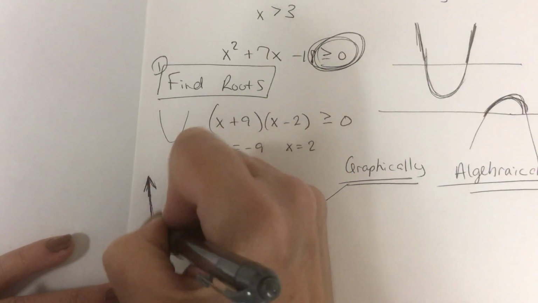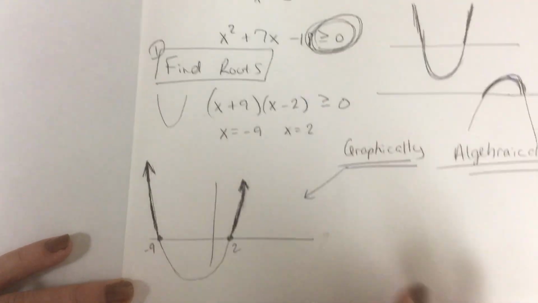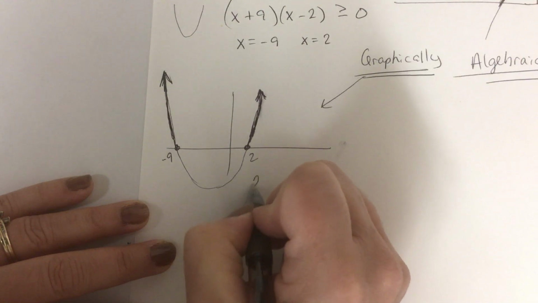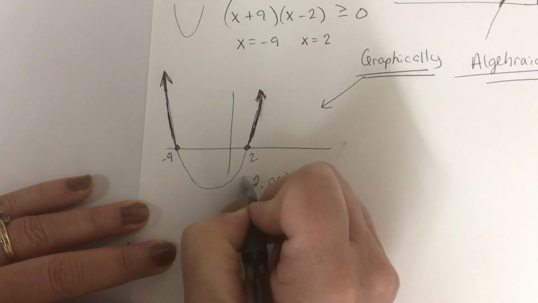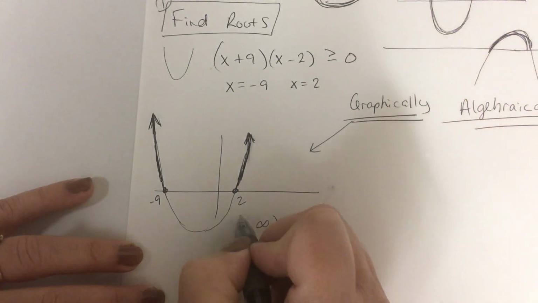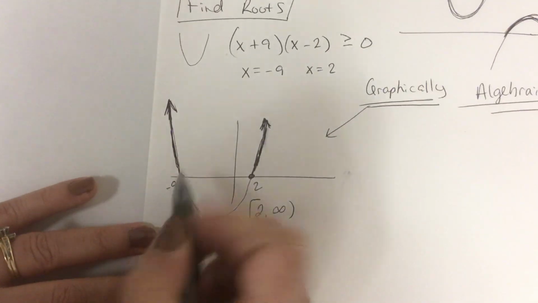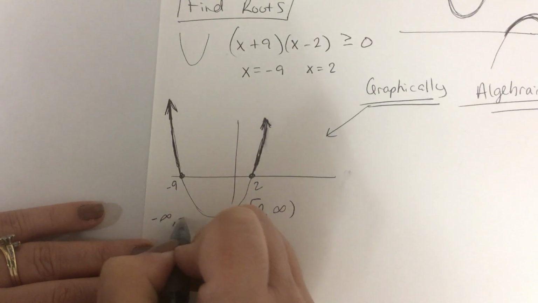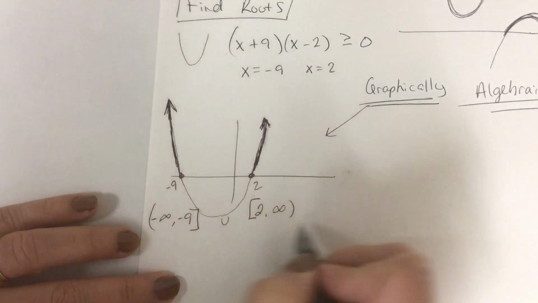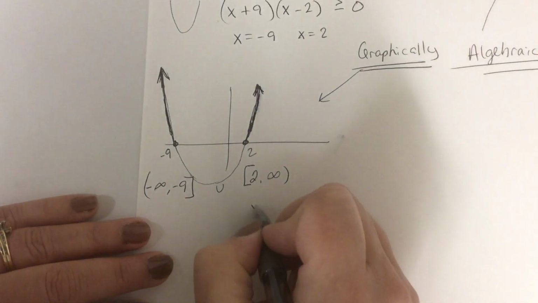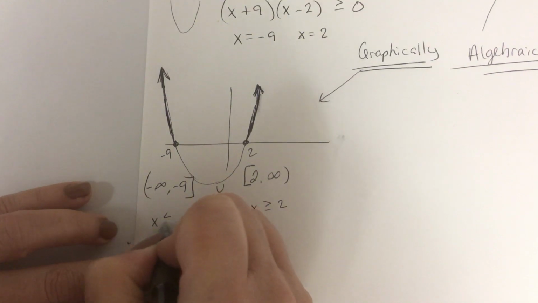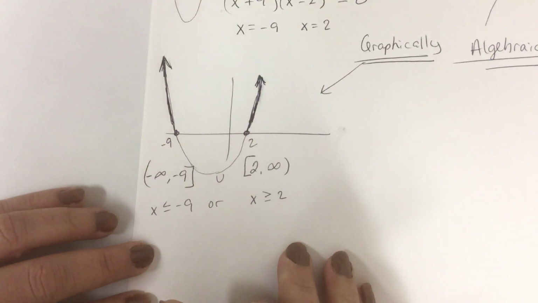Now our answers are in terms of x. So the x's that give that to us are things from 2 to infinity, and we want to be greater than or equal to 0, so equal to is included, and then everything from negative infinity to negative 9. So then we could put a union between the two and answer it that way. We could say x is greater than or equal to 2, or x is less than or equal to negative 9.